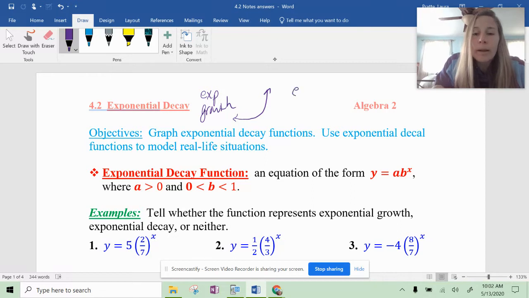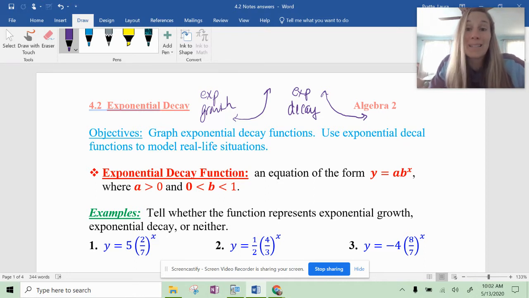Now, if we're talking about exponential decay, it's still going to be a positive function, but it's going to start out with large numbers and then slowly decrease and level out over time to basically zero. So in both of these situations, the generic model or that parent function is going to be positive. It's going to stay above the x-axis.